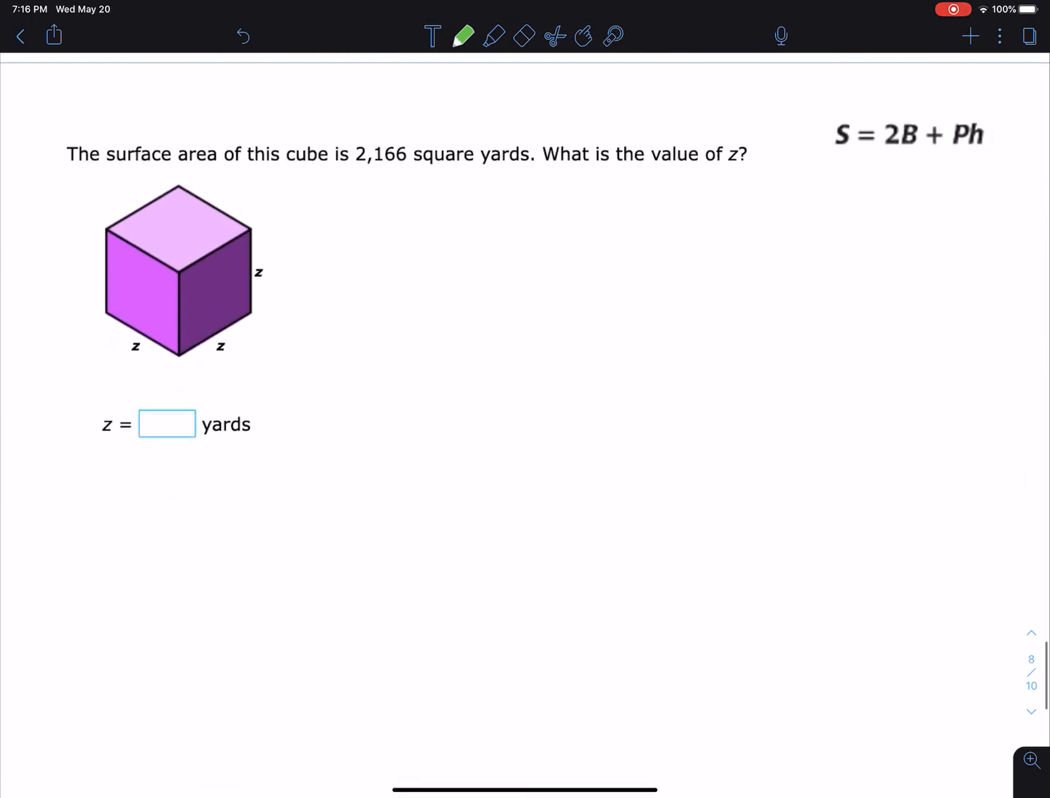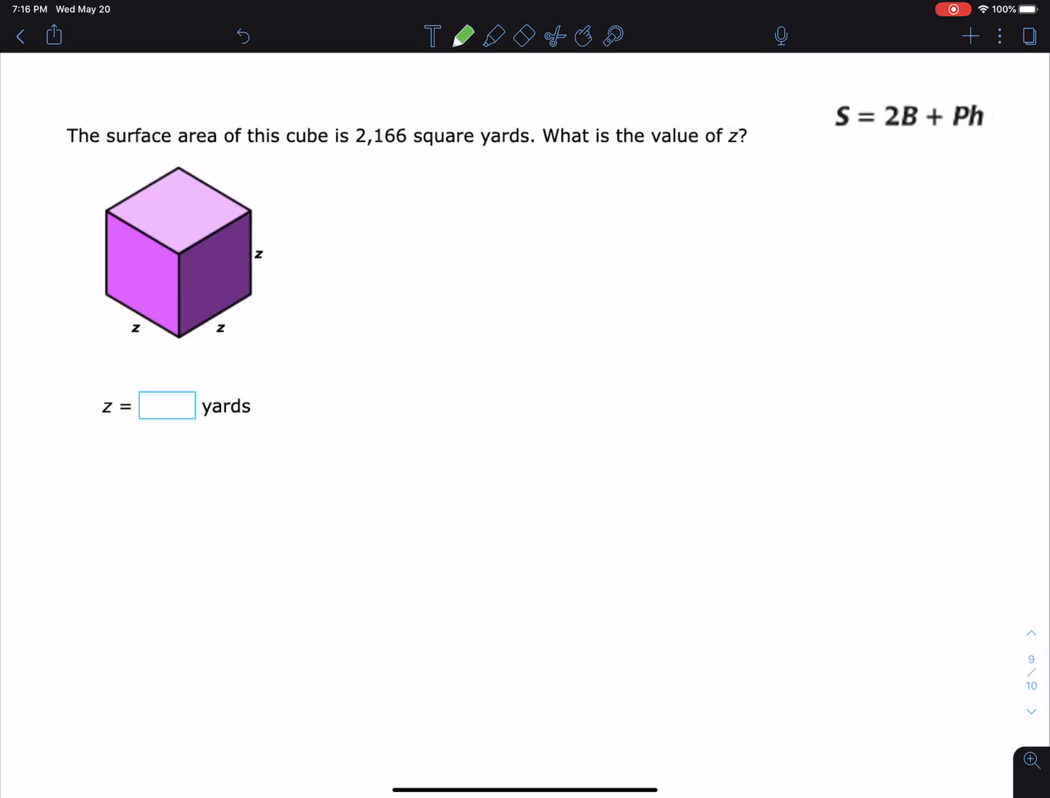Okay, now we're getting to the examples where they give you the surface area, but the unknown are the side lengths. Okay, so this is a cube where every face is a perfect square. So we can still use the formula, and we're going to go for it. We're going to find big B, we're going to find perimeter, we're going to find height.